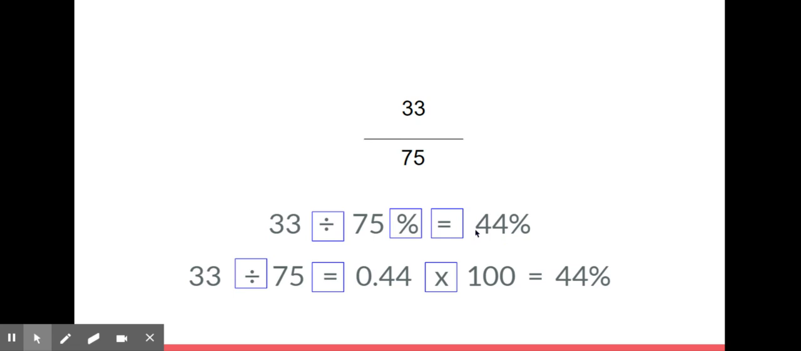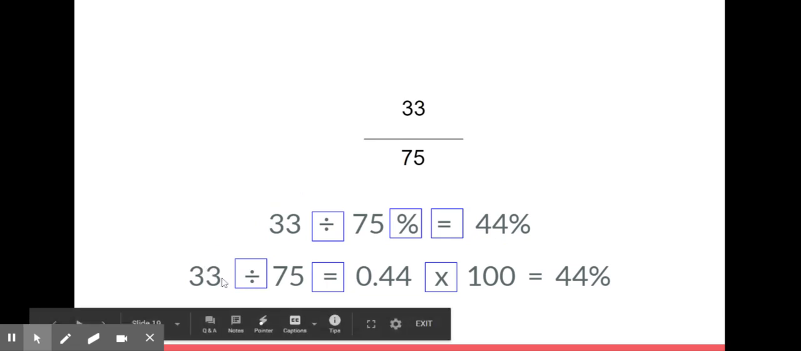If you don't have the percent key, just do 33 divided by 75 equals, you'll get the decimal. Then just take that number, so leave it up there and just push times 100, and you'll get 44.